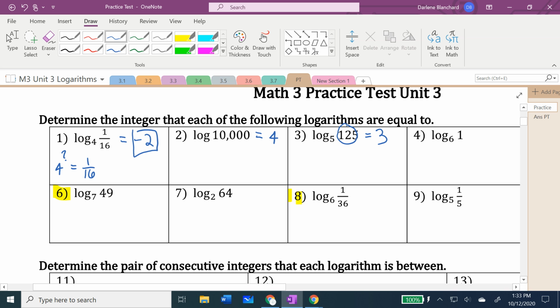Good. If a 1 goes inside a logarithm, what comes out? No matter what base. Good. 0. For number 6, which was your 8, 49 is equal to 7 squared.